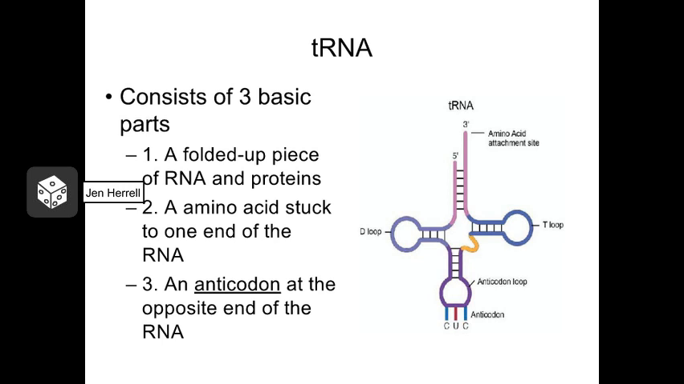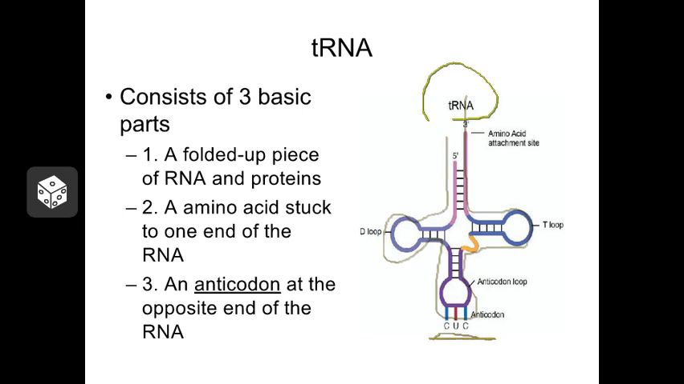tRNAs, or transfer RNAs, consist of a long strip of RNA that's been folded up on itself. There are certain sections that are complementary, so it can hydrogen bond with itself to form this kind of T shape. There are two other regions of the tRNA that are very important: the anticodon on the bottom and an attachment site for an amino acid on the top.